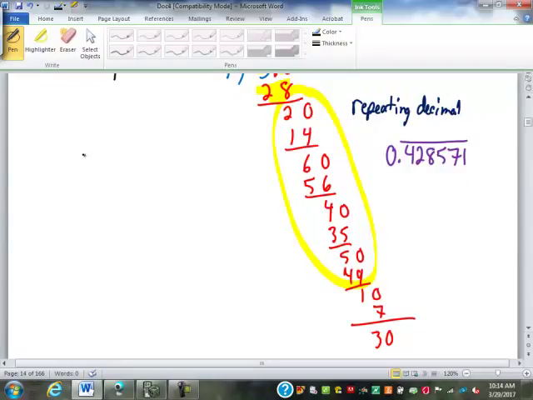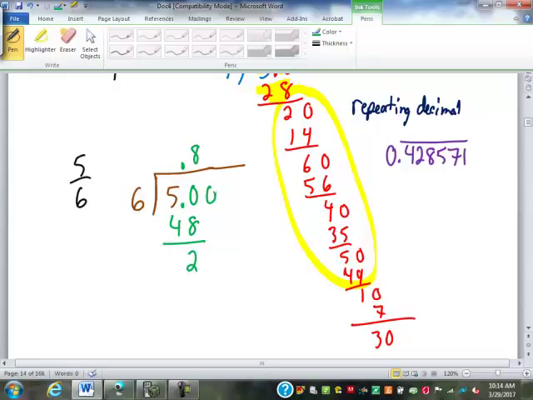You might have 5/6. When we go to divide that one, what goes inside? 5 divided by the 6. 6 does not go into 5, so we put a decimal point, add a 0. 6 goes into 50 8 times. 8 times 6 is 48. That leaves us with 2. Add a 0 and bring it down. 6 goes into 20 3 times. 3 times 6 is 18. What's left? 2. Add a 0, bring it down. 6 goes into 20 3. Well, we're stuck in a loop here, right?